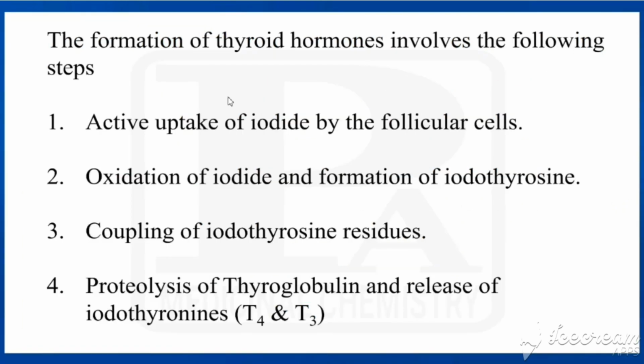For getting the synthesis of these hormones, there are 4 steps. What are the 4 steps? One is active uptake of iodide by the follicular cells. Second is oxidation of iodide. That iodide undergoes oxidation and we get iodothyrosin. Then coupling of iodothyrosin residues, and finally proteolysis of thyroglobulin and release of iodothyronines. So we'll see step by step.